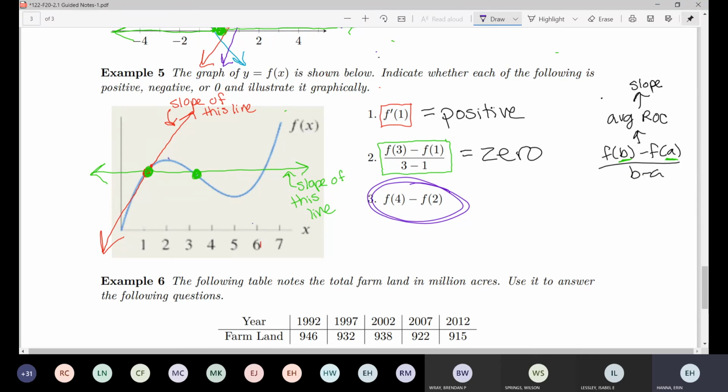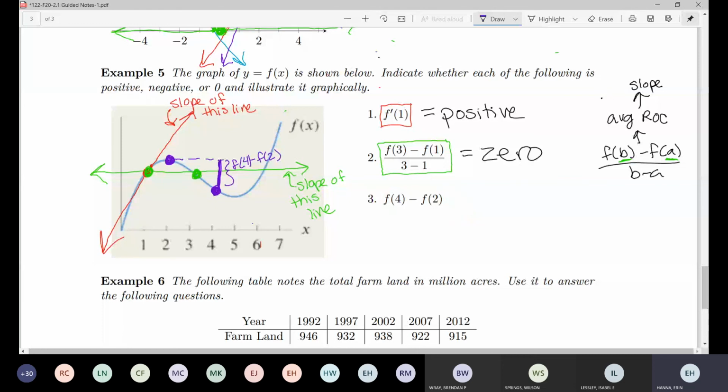It's not considering a slope, but we are considering f of 2 versus f of 4. Well, if I wanted to point out where this f of 4 minus f of 2 actually looks like on this graph, essentially what it's going to give us is this distance here. So this distance right here is f of 4 minus f of 2. Kind of that change in y value, if you will.